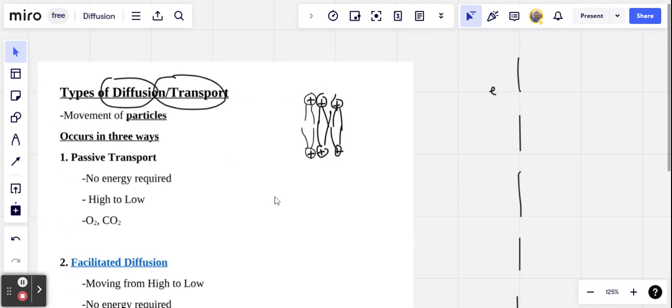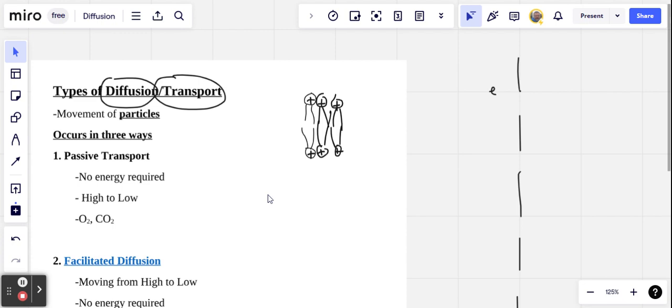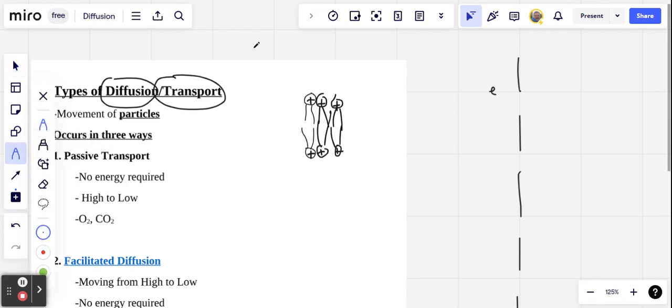Okay. So we got diffusion and transport. Okay, diffusion is something everybody pretty much understands, and it's just movement of particles from high to low. It always goes that way. So high to low. And I've given you a little bit of a primer on this in the last video.